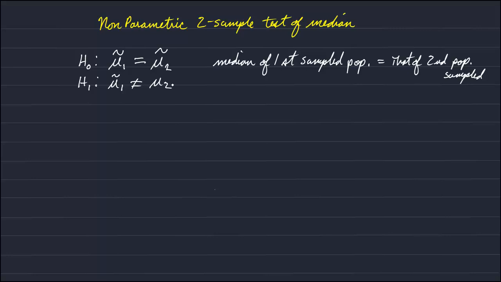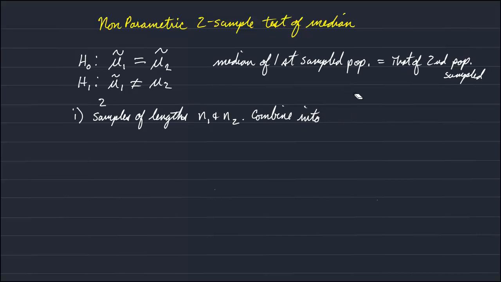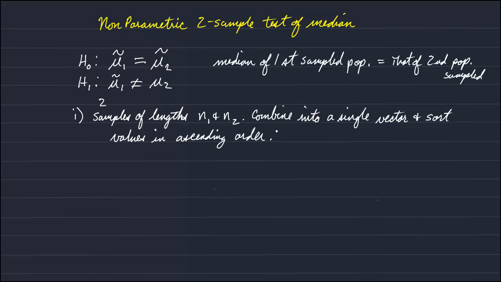So I'm going to outline the steps of the Mann-Whitney U-test. The first is you take your two samples of lengths n1 and n2, and then you're going to combine those two samples into a single vector and then sort the values of the measurements in ascending order. So that will be step one.